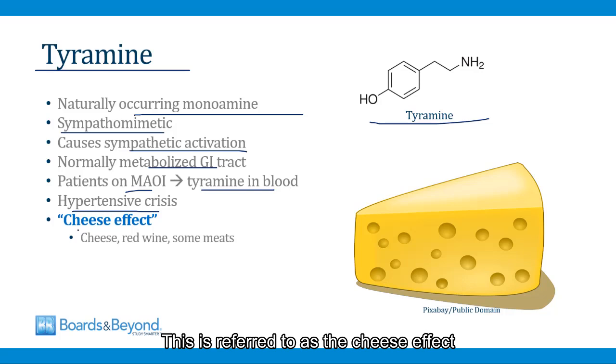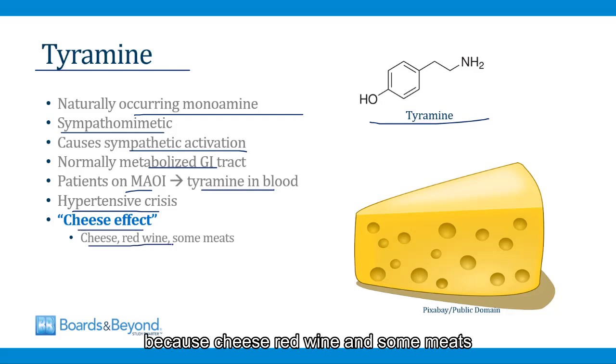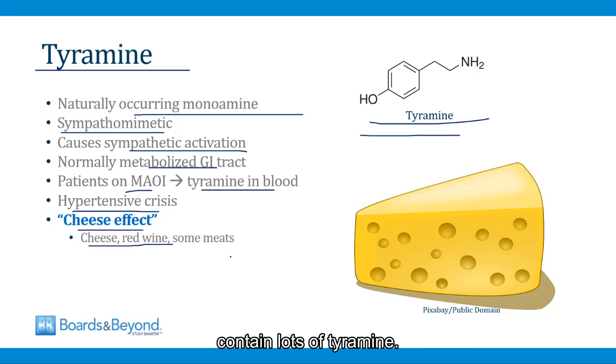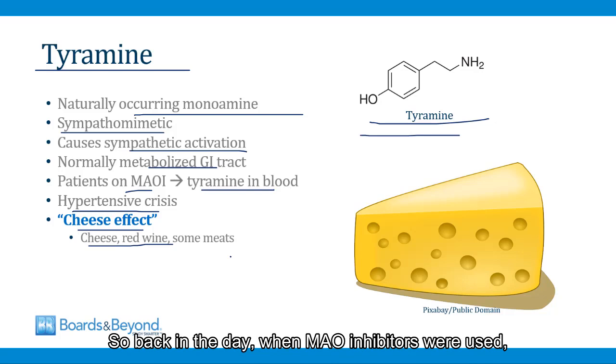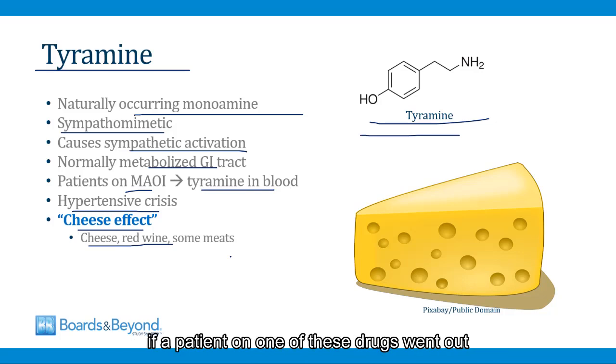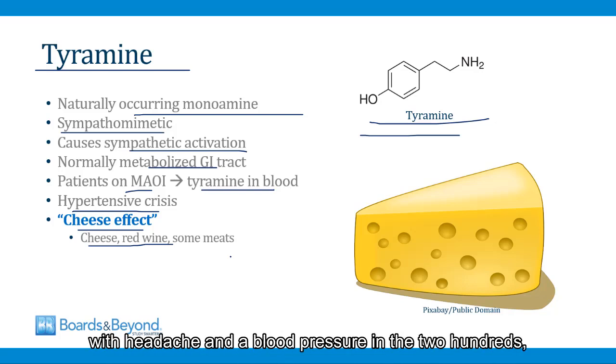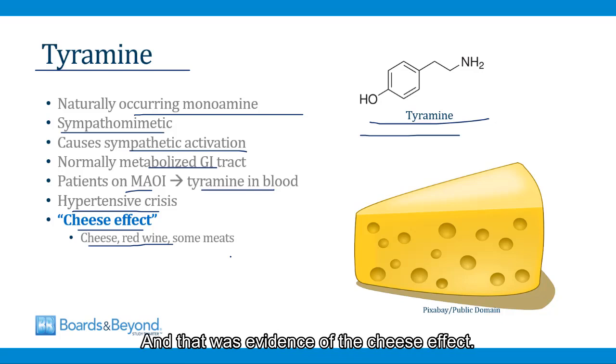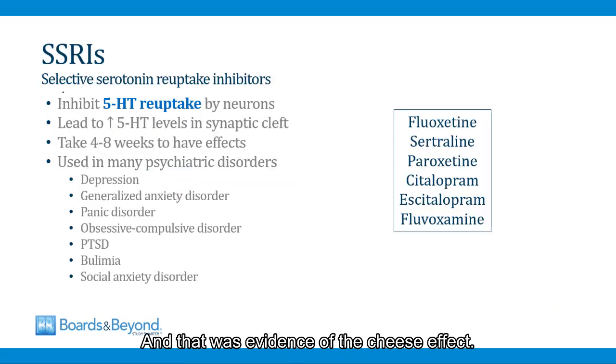Normally, tyramine is metabolized by the GI tract, but in patients on MAO inhibitors, tyramine gets into the bloodstream. And when this happens, it can diffuse throughout the body, activate the sympathetic nervous system, and potentially cause hypertensive crisis. This is referred to as the cheese effect because cheese, red wine, and some meats contain lots of tyramine. So back in the day when MAO inhibitors were used, if a patient on one of these drugs went out and had pizza and red wine, they would come into the emergency room with headache and a blood pressure in the 200s. That was a hypertensive crisis, and that was evidence of the cheese effect.